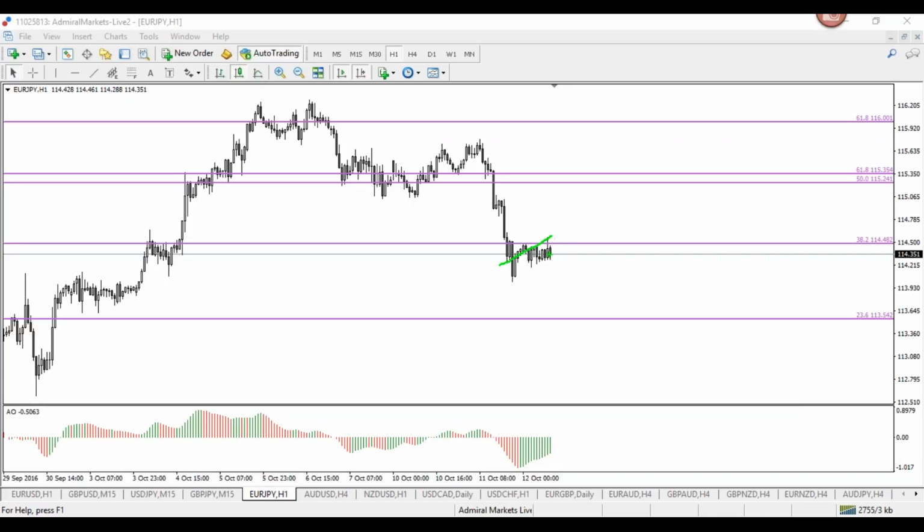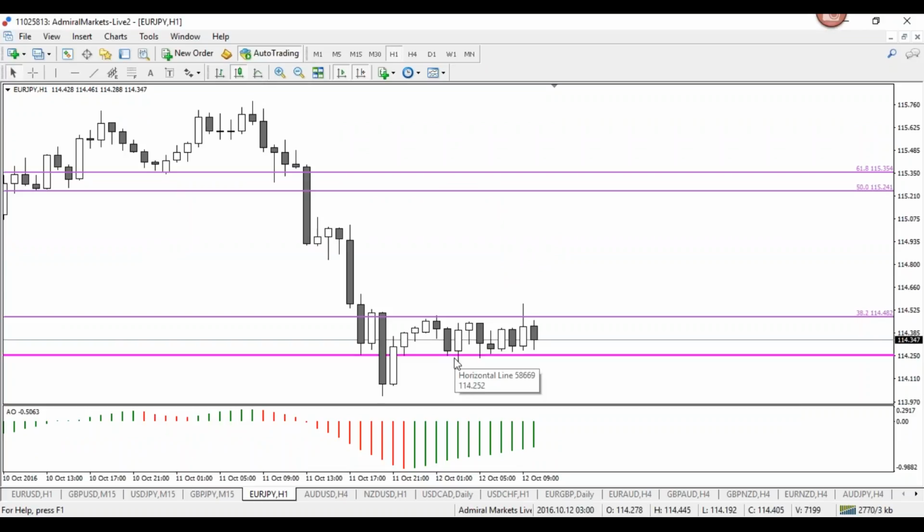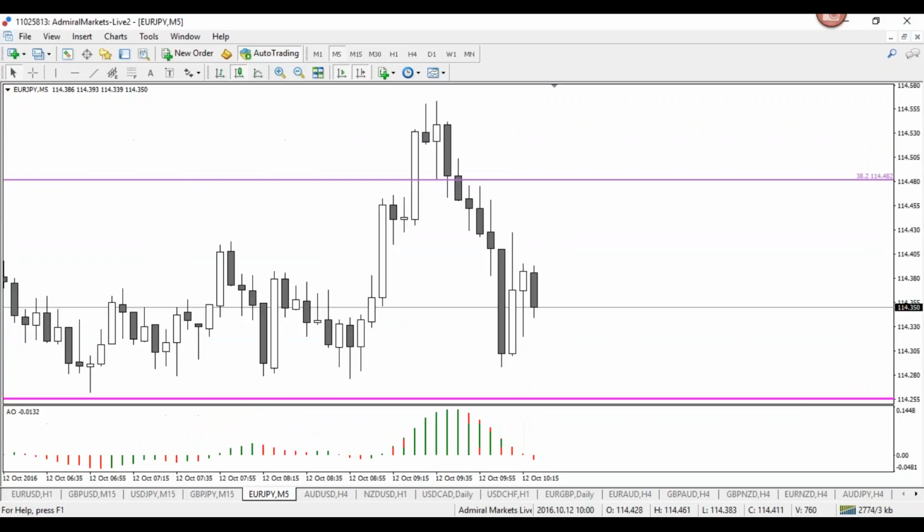So yeah, I think this is a bear flag basically, and I think that we're going to see a break of that. The question is when. So I think that probably break through 114.25, a break here with a candle like this, for instance, and I'll monitor it on the 5-minute chart preferably.